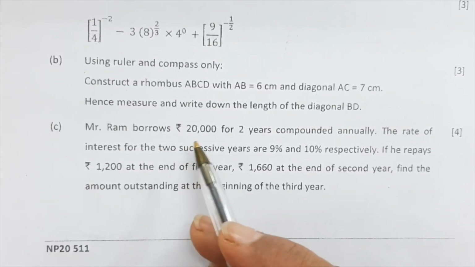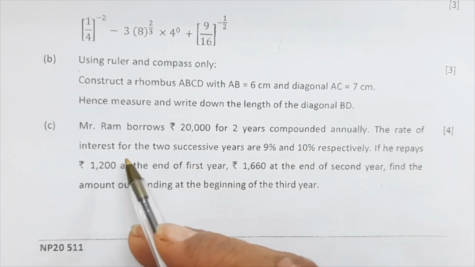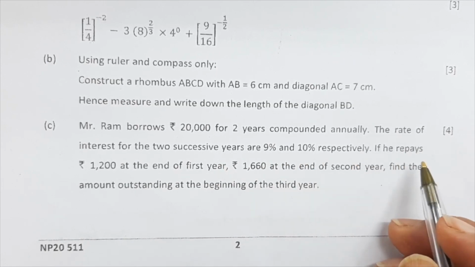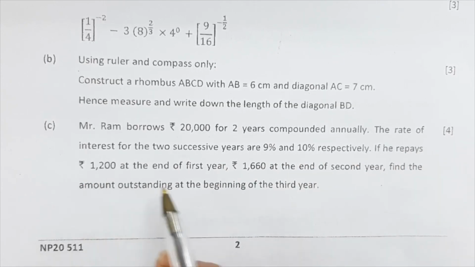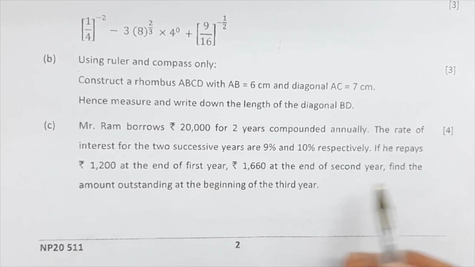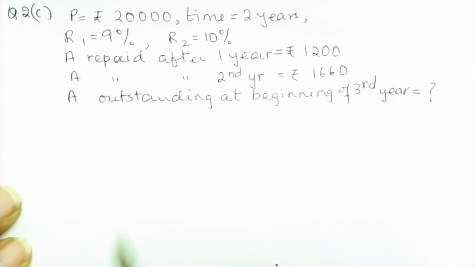Mr. Ram borrows rupees 20,000 for 2 years compounded annually. The rate of interest for 2 successive years are 9% and 10% respectively. If he repays rupees 1,200 at the end of first year, 1,660 at the end of second year, find the amount outstanding at the beginning of the third year. So we've written the data here.